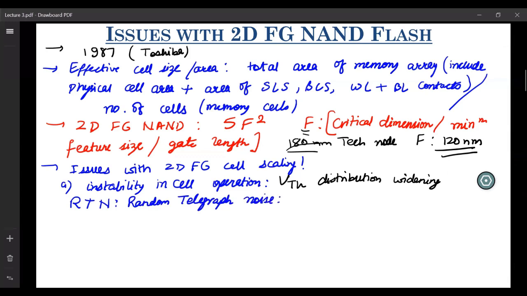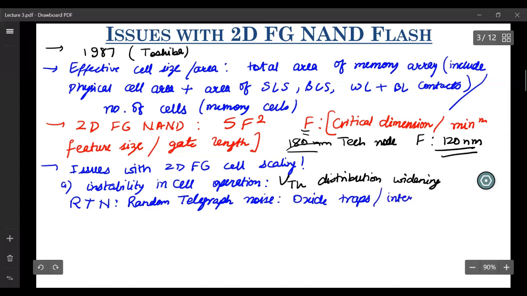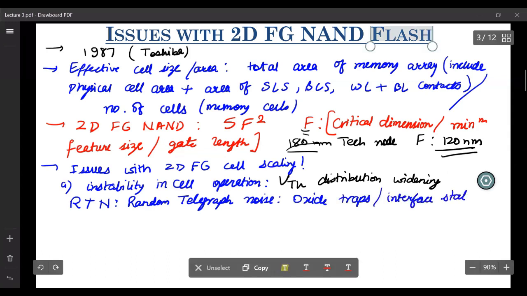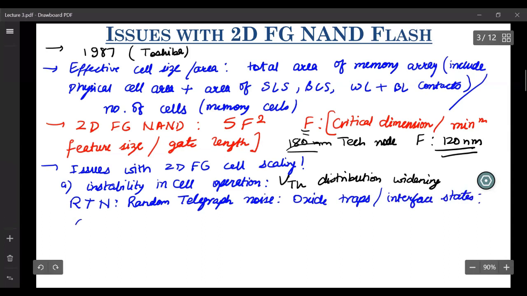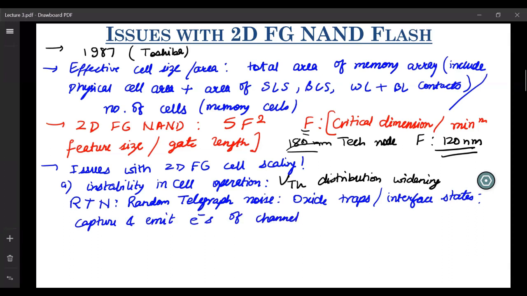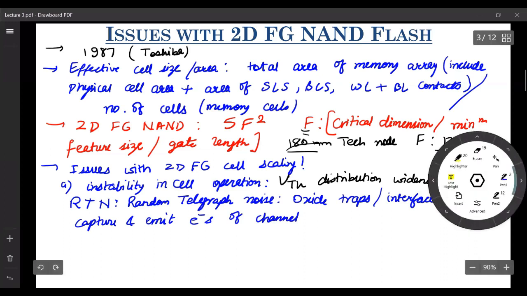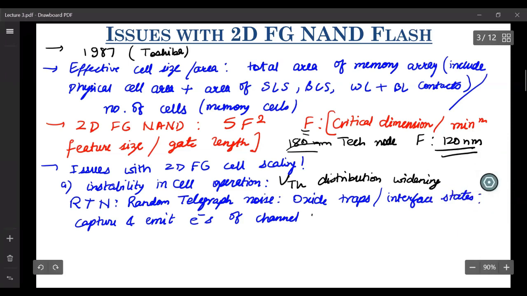How exactly does it come into the picture? You have some traps in the oxide. The oxide traps, or the interface states, if they are present, kind of capture and emit electrons of the channel. They capture the electrons of the channel, and they can also emit those electrons back into the channel. And these traps do this aperiodically or in an asynchronous fashion.